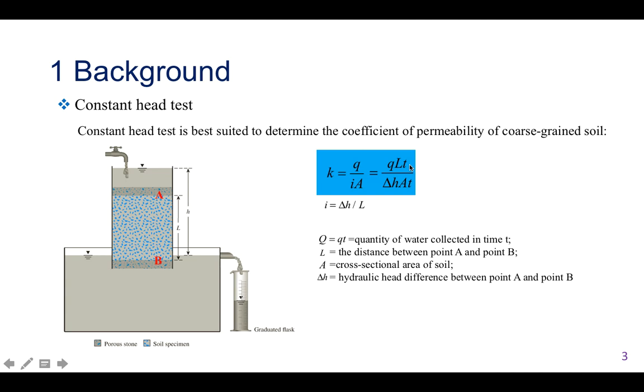Here we multiply by T both at the top and the bottom. Given that the capital Q here refers to the quantity of water collected in time T, the permeability is finally expressed as this equation. Because the cross-sectional area of soil and the distance between these 2 points can be easily measured, if we know the quantity of water collected in time T and the hydraulic head difference between these 2 points, we can easily calculate the permeability of our soil. In the lab, we will usually use the collection tube to measure the amount of water, like this.